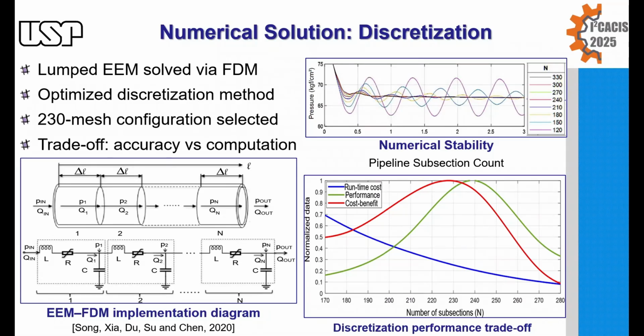The trade-off plot at the bottom right highlights the balance between performance and computational cost. The solution performance, shown by the green curve, improves with finer subdivisions up to 240, but deteriorates afterward due to truncation effects. Meanwhile, computational effort, shown in blue and plotted with inverse normalization, increases steadily with mesh density. The optimal configuration, indicated by the red trace, was set to 230 pipeline subsections, represented by RLC meshes.